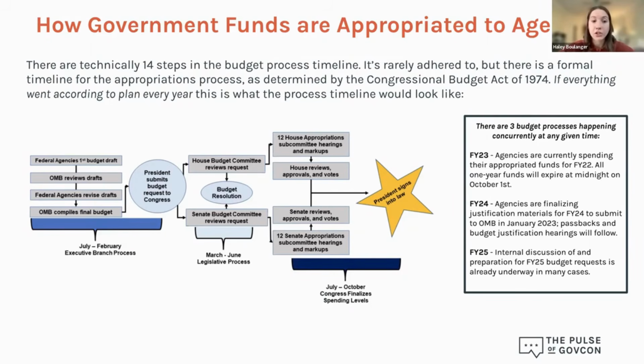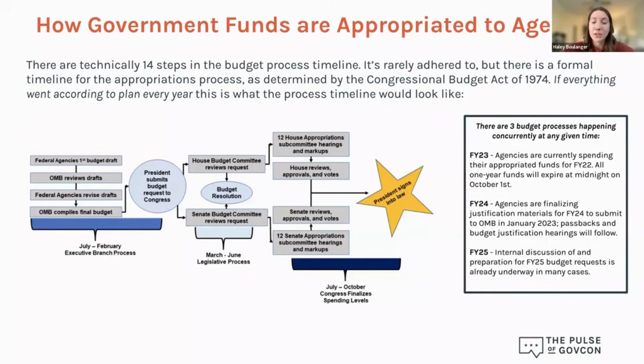Then from March to June, we have the legislative process, where the House Budget Committee and the Senate Budget Committee are reviewing the request and coming together to find a budget resolution. At which point, from July to October-ish, we would have Congress finalizing the spending levels, where there are 12 House and 12 Senate appropriations subcommittee hearings and markups, where the House and the Senate each review, approve, and vote on these budgets until finally the president signs it into law and we have a budget.